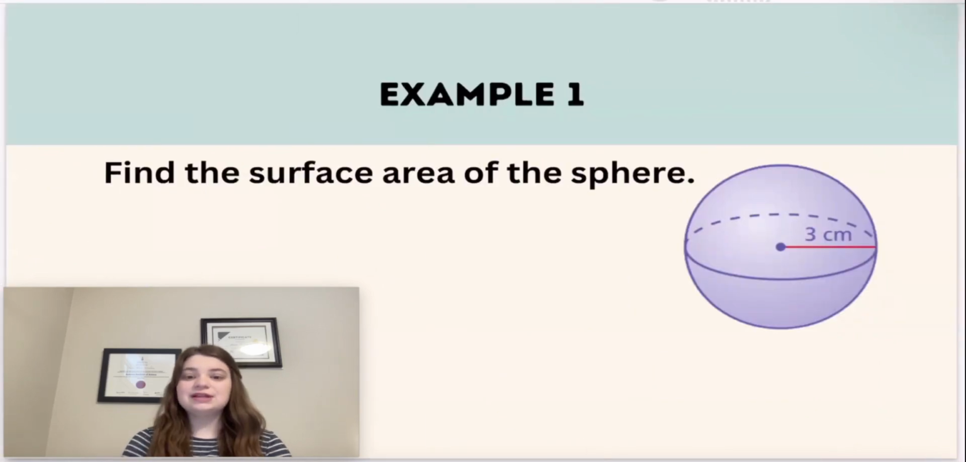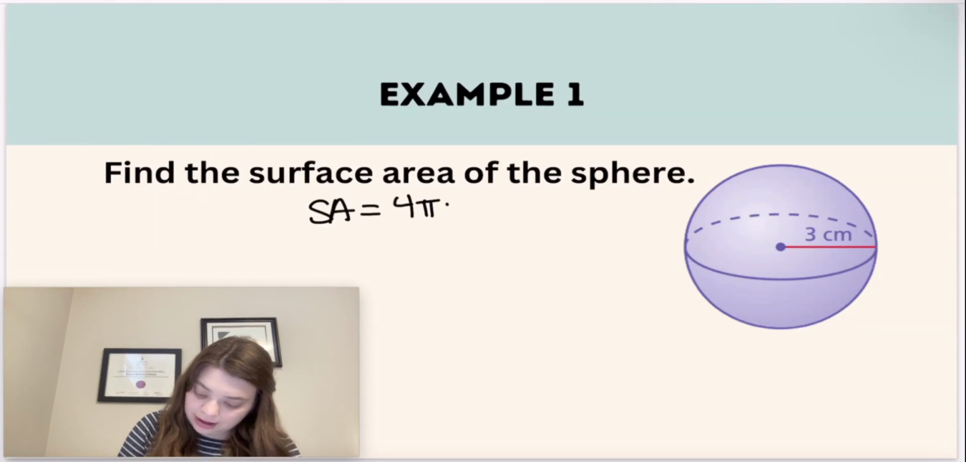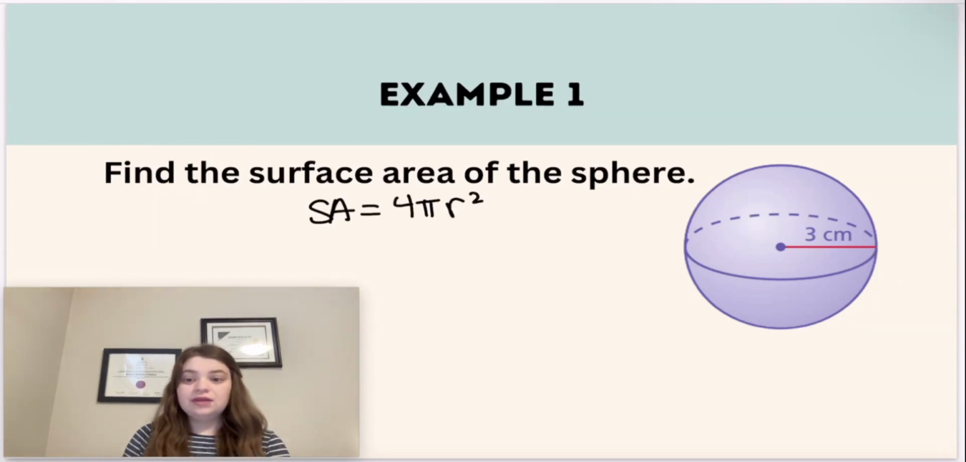All right, so this first example says, find the surface area of the sphere. So as we learned before, the surface area is equal to 4 pi r squared. In this case, r, the radius, means the distance from the center of the circle, or center of the sphere in this case, because it's a three-dimensional circle essentially, it's a ball. The distance from the center of this ball to one of the edges of the ball.